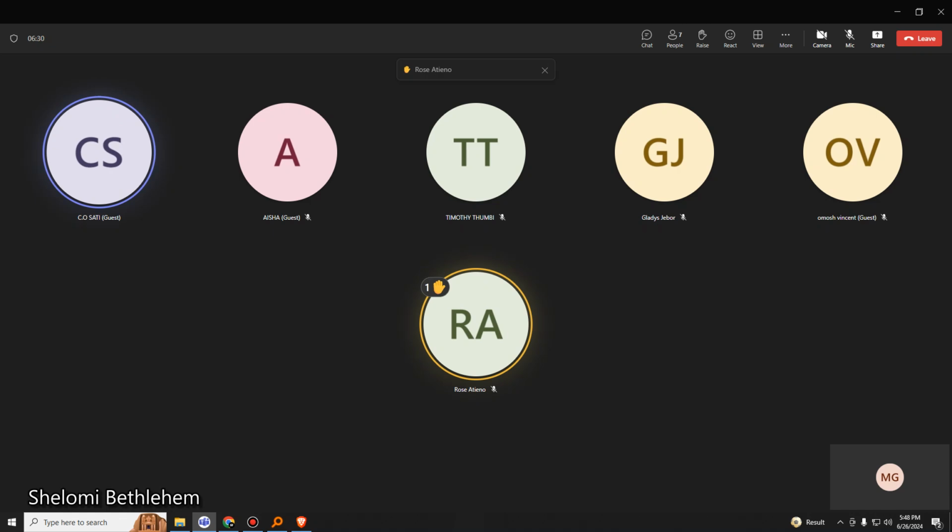Yes, Ross. According to my understanding, a system is a collection of interrelated components that work together to achieve a common goal. Yes, that's a good trial, Ross.